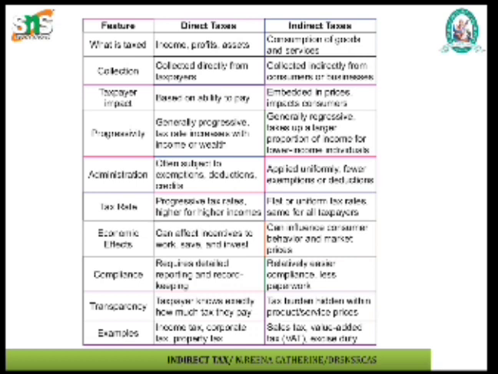In conclusion, the main difference between direct tax and indirect tax lies in what is being taxed and how they are collected. Direct taxes target income, profits or assets and are collected directly from individuals or entities based on their ability to pay, while indirect taxes are imposed on the consumption of goods and services and are collected indirectly through transactions.